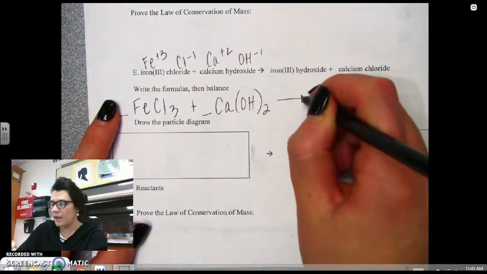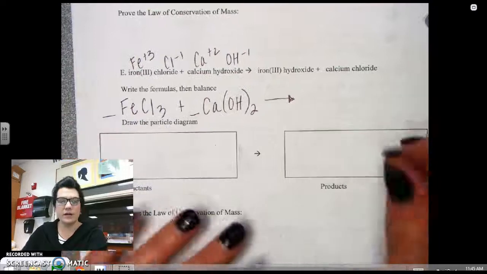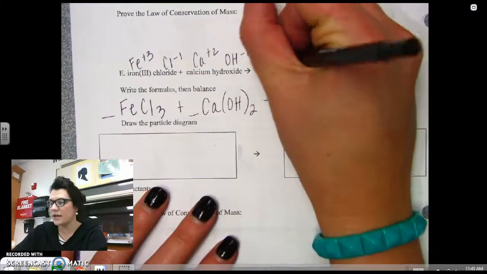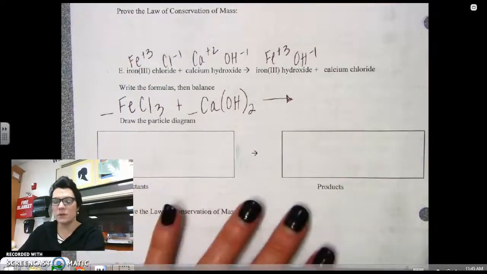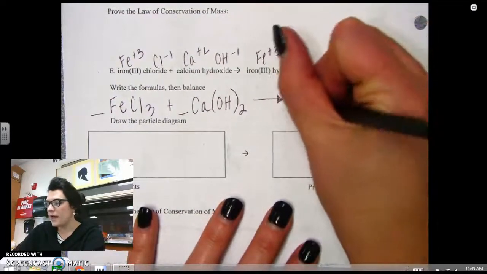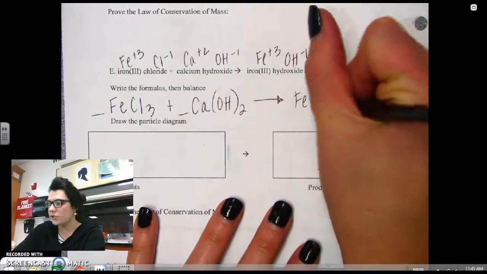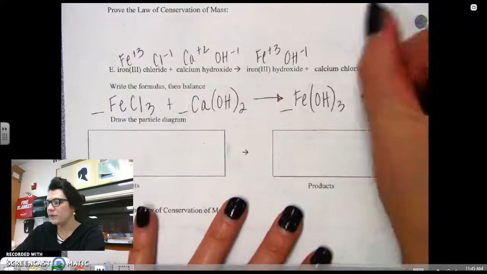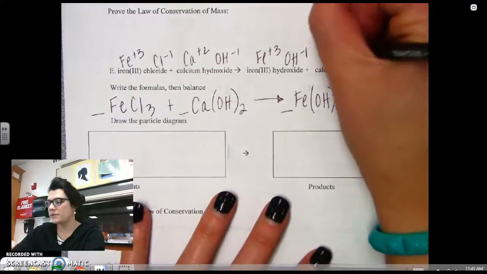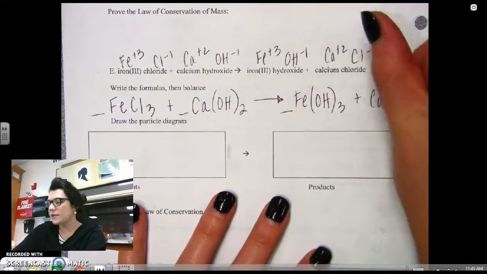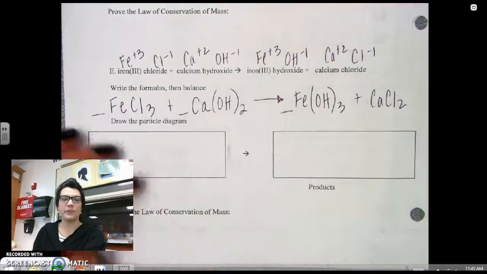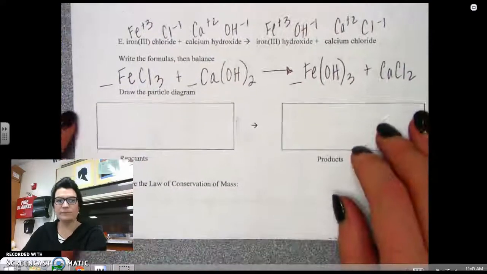and then I'm making iron 3 hydroxide. So again, iron's charge is Fe+3, hydroxide is OH -1, so this is going to be Fe(OH)3, plus calcium chloride. So Ca+2, Cl -1, so CaCl2. And that's my chemical reaction.